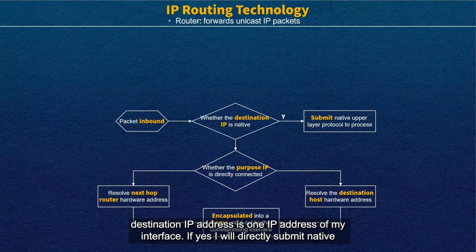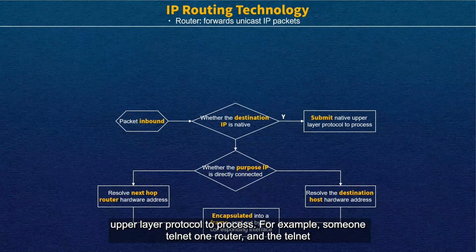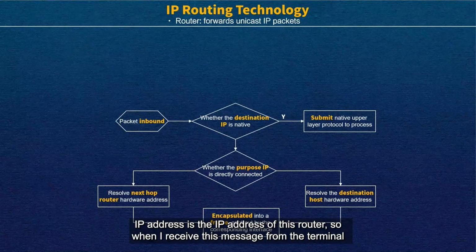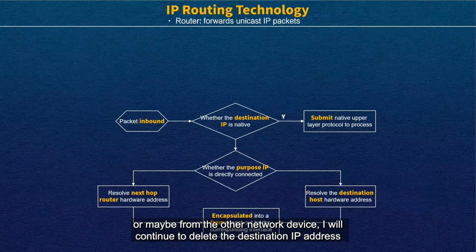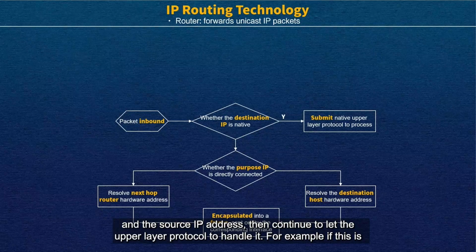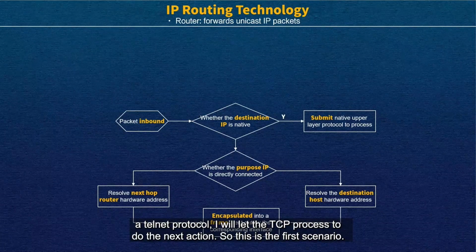If yes, I will directly submit it to the native upper layer protocol to process. For example, someone telnets to the router, and the telnet IP address is the IP address of this router. When I receive this message from the terminal or from another network device, I will continue to delete the destination IP address and the source IP address and pass it to the upper layer protocol. If, for example, it is a telnet protocol, I will let TCP do the next action. So this is the first scenario.